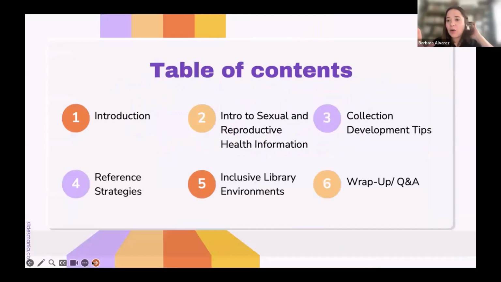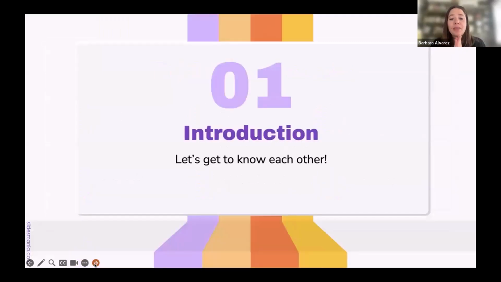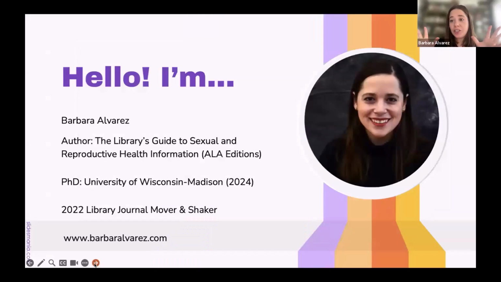Let me just first give you a little overview about what you can expect during our time together. As I said, we're going through a lot. So a little introduction about who I am. I'll keep that super brief. And then I want to make sure that we're on the same page about what is sexual and reproductive health information before we get into details about collection development, reference strategies, and how to build inclusive library environments. Then we'll do some time to wrap up, and that's where I'll answer any questions that come up. So if you have questions, feel free to put them in, but I'm not going to get to them until the end.